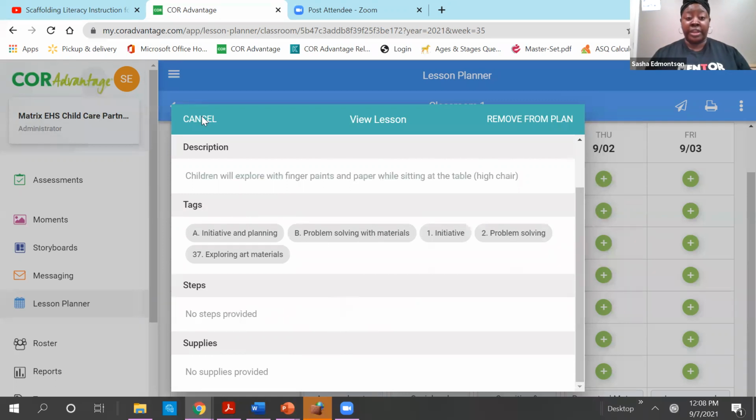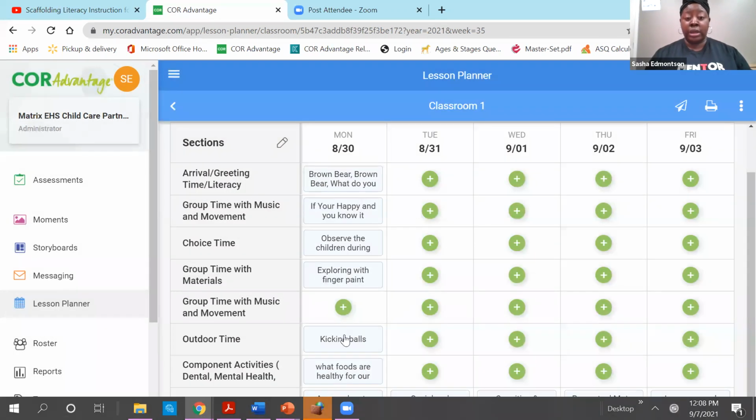Then we will go down to outdoor time. You choose an activity for the children, kicking balls. You observe them outside for that as well. For the component activities, you choose one for each day of the week, and for this one I chose why are foods healthy for our bodies.